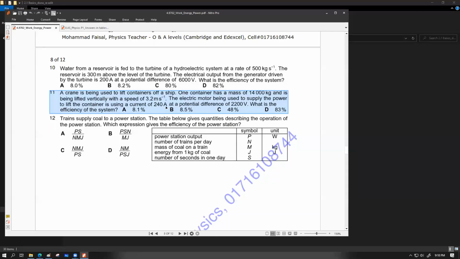What will be the answer to 12? Yeah, the correct response is A, but did everyone get A?